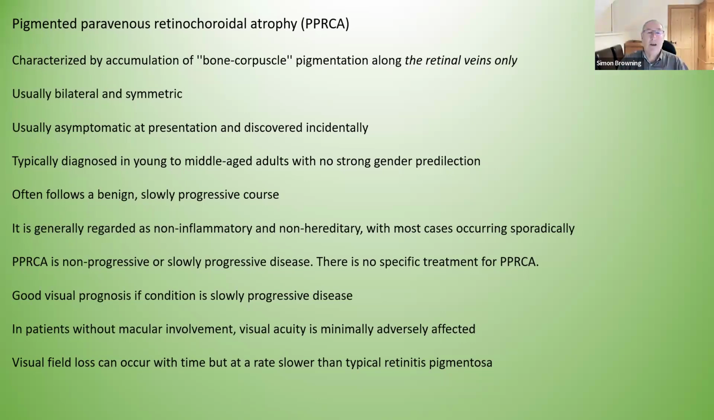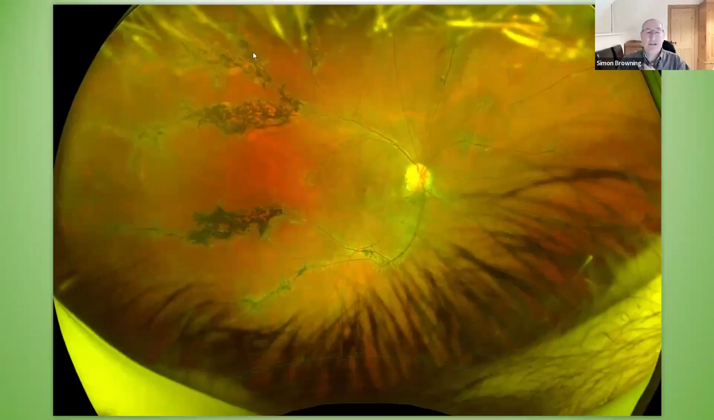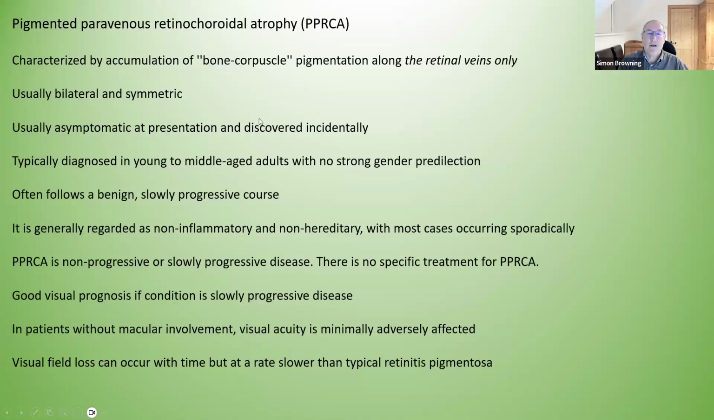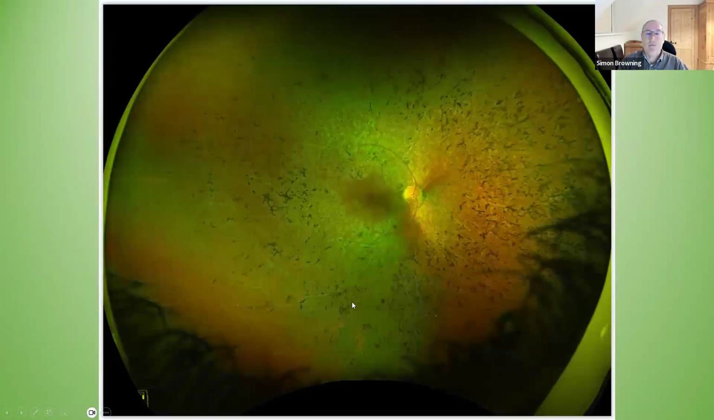But interesting is the pigmentation looks similar to retinitis pigmentosa. You've got the sort of bone spicular appearance, but characteristically here, only along the veins. The arteries and arterioles are not involved at all. If we go back to the ret pig, you can see it's no respecter of any blood vessels at all. It's going to appear on and around any of the blood vessels.